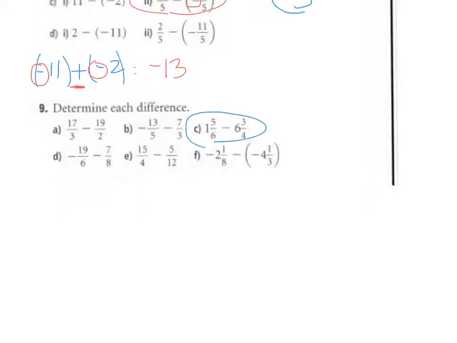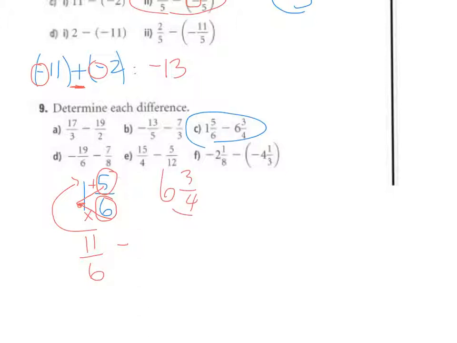Let's randomly pick. Okay, so we don't have common denominators. You might want to rewrite this as an addition statement. Again, you don't have to, but first things first, let's convert those mixed numbers into improper fractions by going 1 and 5 over 6. I multiply the denominator by the whole number, and then I add the numerator. So 6 times 1 plus 5 is 11 over 6. And I'm going to subtract 4 times 6 is 24, plus 3 is 27 over 4.